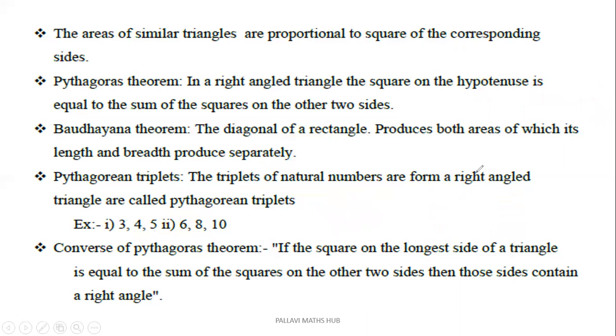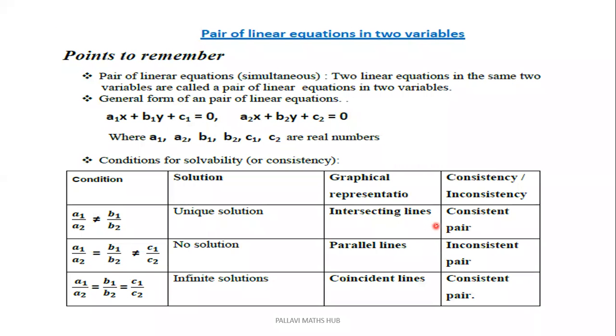Now, move to the next chapter. Pair of linear equations in two variables. Yes, this is also a very important chapter, in multiple choice questions and even in solving problems. This table is very important. So what is the general form of a pair of linear equations? Pair means one pair, one set of pair is present here. So a1x plus b1y plus c1 is equal to 0, a2x plus b2y plus c2 is equal to 0, where a1, a2, b1, b2, c1, c2 are real numbers.